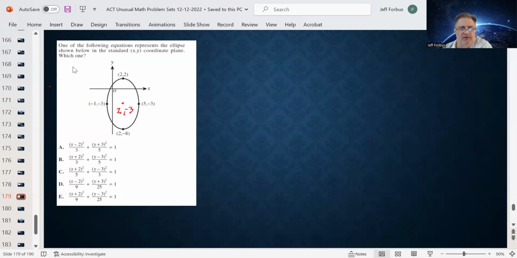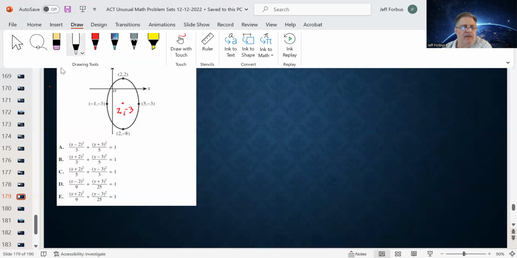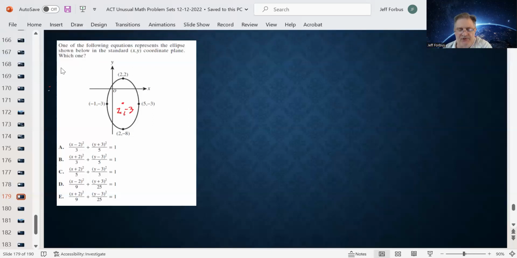Okay, so the center is 2, -3. In the ellipse equation, the numerator portion of it refers to the circle portion of the ellipse. So notice we have 2, -3 for the center. So our x value is a positive 2. So it's going to be x minus 2 squared.